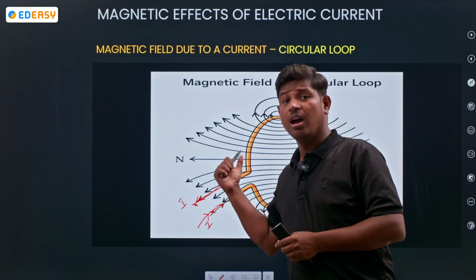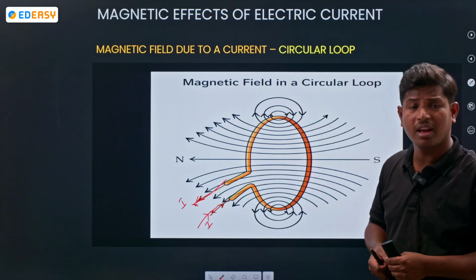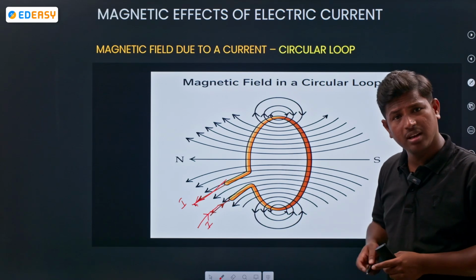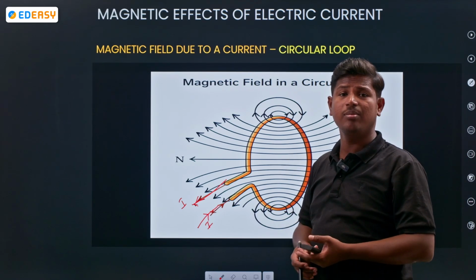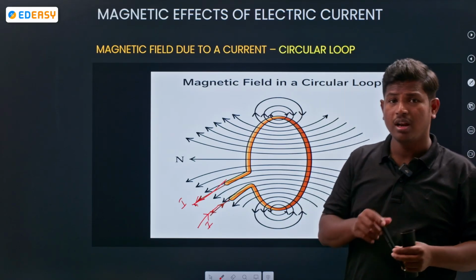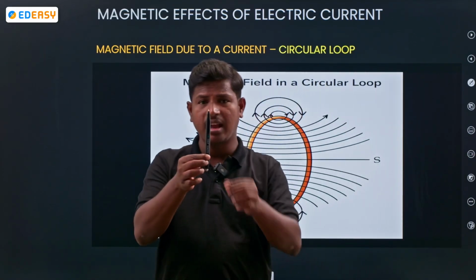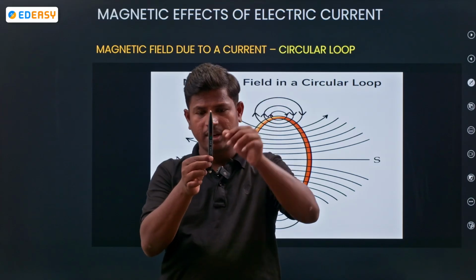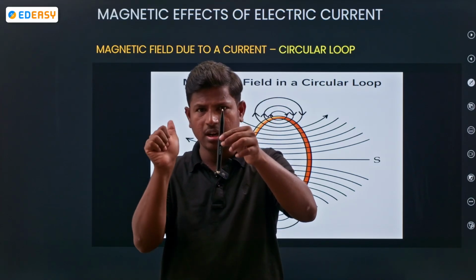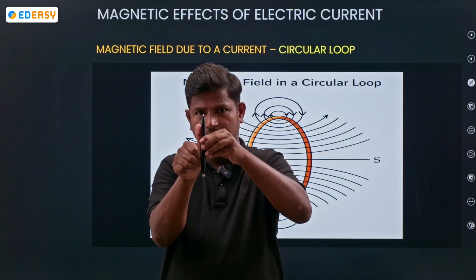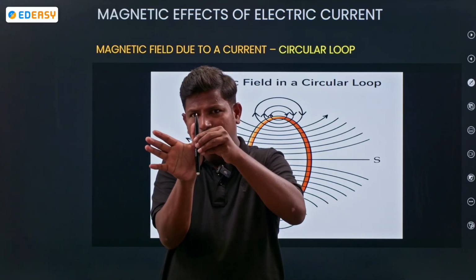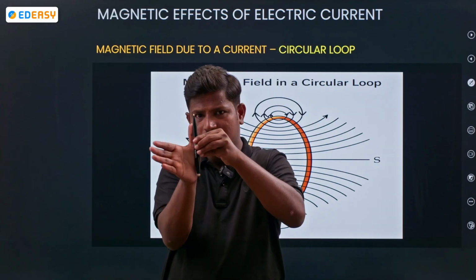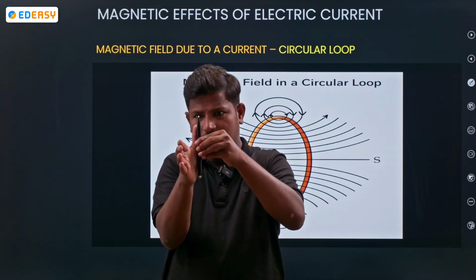And how does the current travel here through a loop? So how will the magnetic field be? Remember, the current carrying conductor is straight, and the magnetic field is perpendicular, so it forms concentric circles.